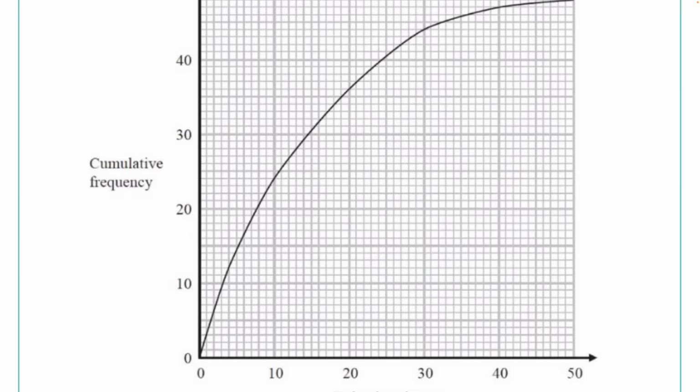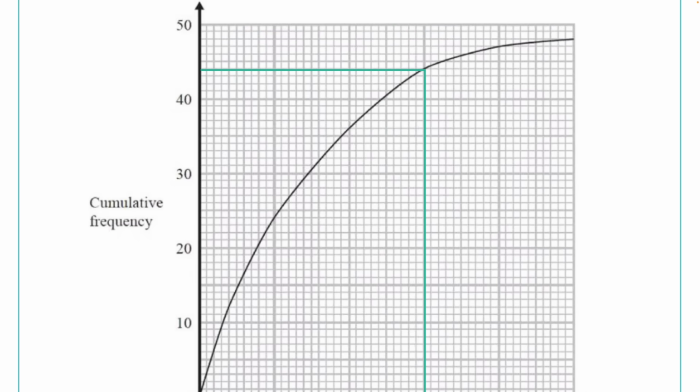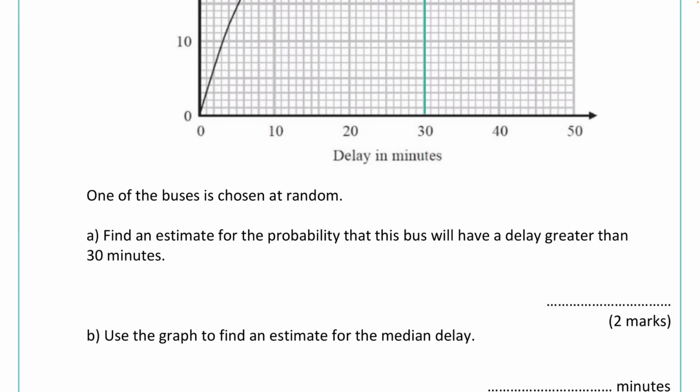So I want to go to my graph, I want to go to 30 minutes at the bottom, and I want to trace up from 30 minutes, again using a ruler and a pencil for any of these types of things. And there we go, I'm going to trace across. I want to find out how many buses are up to 30 minutes. So looking at the scale very carefully, that's 45 just there, just double check it, 1, 2, 3, 4, 5, so that is 44.